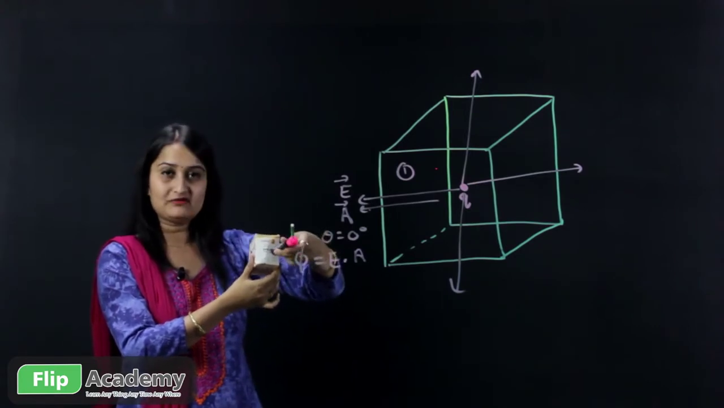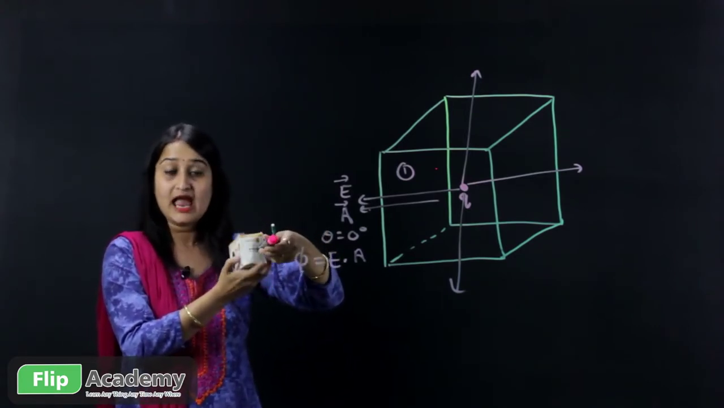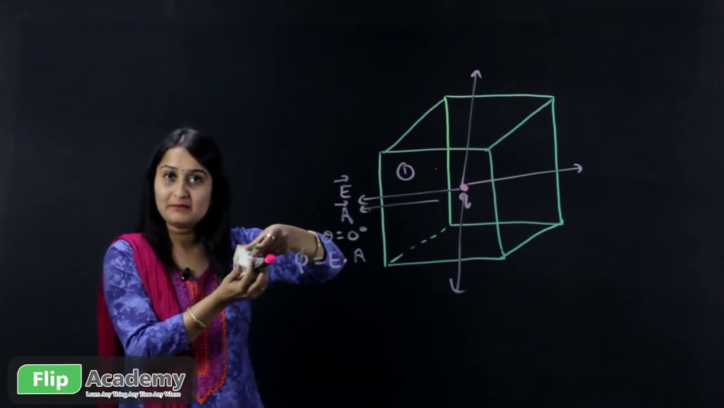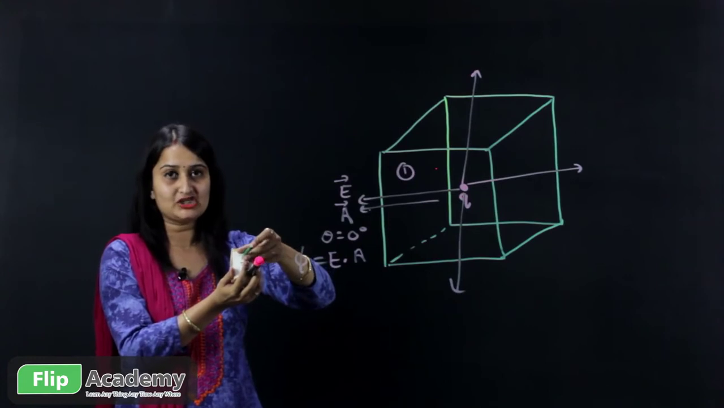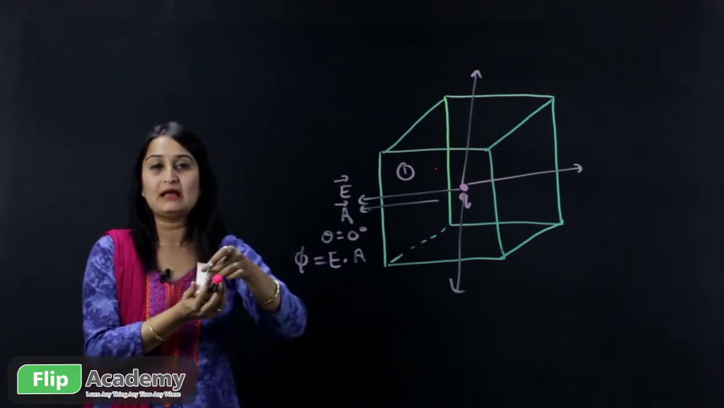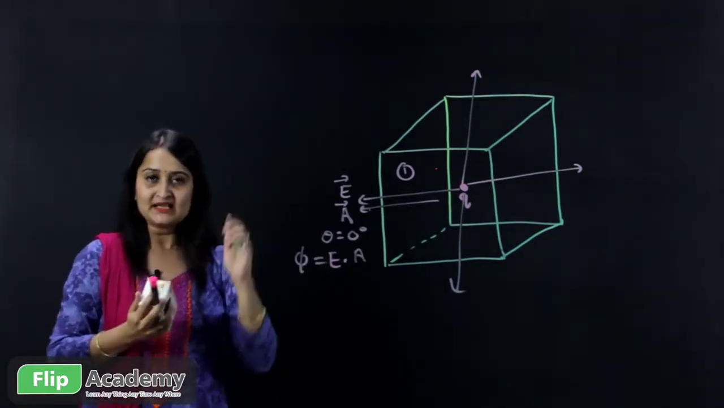The direction of the electric field is coming out. From inside it is coming out. This is the direction. And what is the direction of the area vector? The area vector is also coming out, that is perpendicular to the plane. So what is the angle between these two vectors? These two vectors have 0 degree between them. So this is how it is 0 degree, and the flux is E dot A.